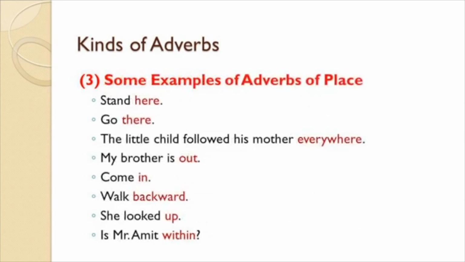Dear students, let's have some examples of adverbs of place to understand it in a better way. Stand here, go there. The little child followed his mother everywhere. My brother is out. Come in. Walk backward. She looked up. Is Mr. Amit within? In these sentences, the words here, there, everywhere, out, in, backward, up, within are examples of adverbs of place, and these words are referring to some place which is asked for or where the action is going to take place.